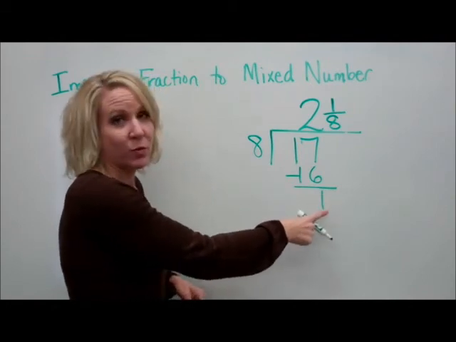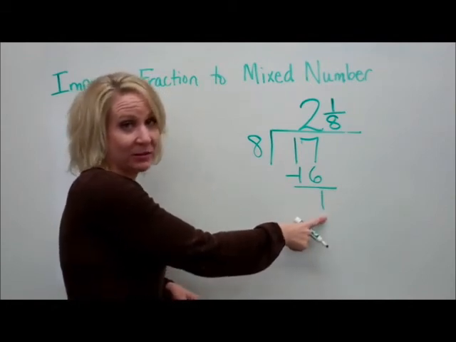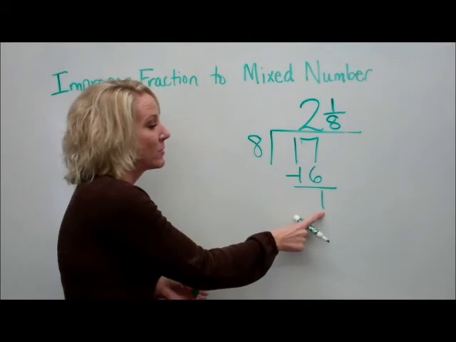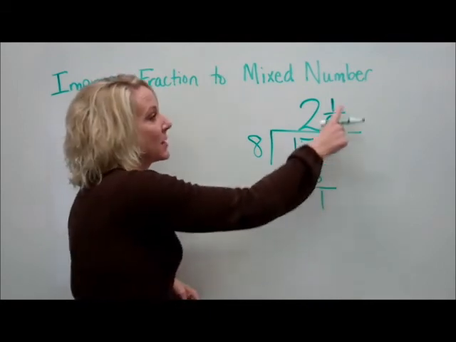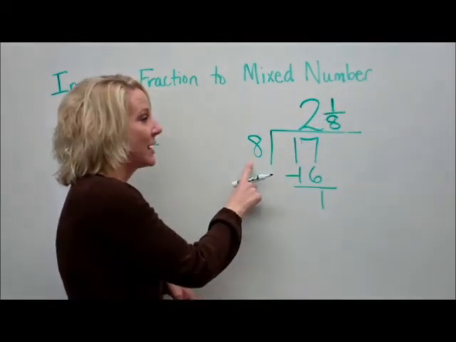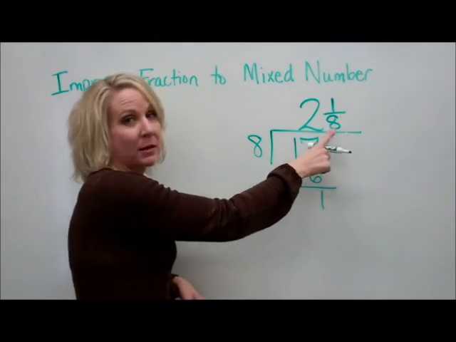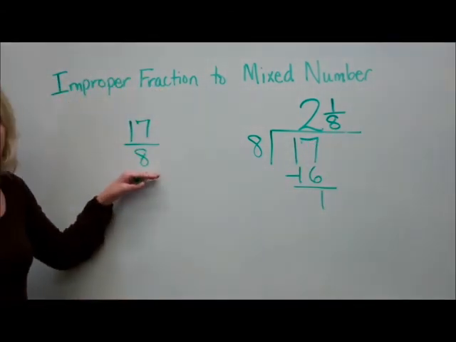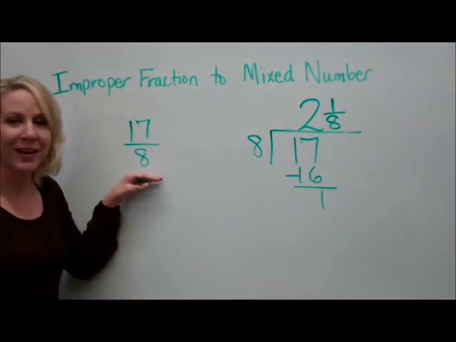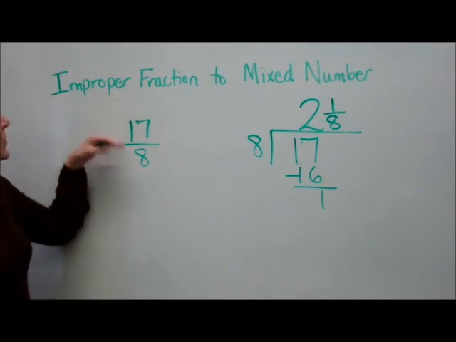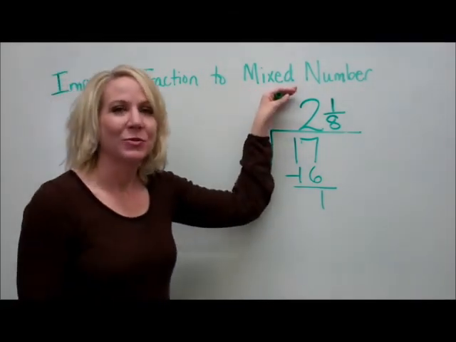What you do then is you write your remainder as a fraction. And the way that you do that is you take your remainder, which is 1, that becomes your numerator, and your divisor becomes the denominator, which was your original denominator anyhow. That is how you convert an improper fraction into a mixed number.